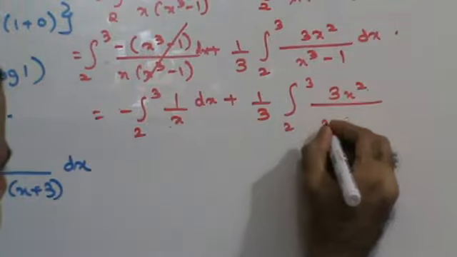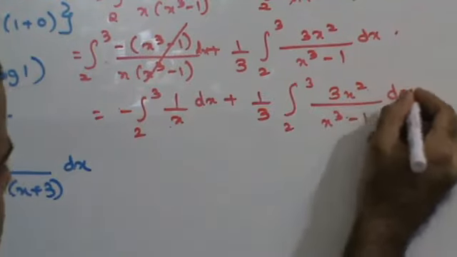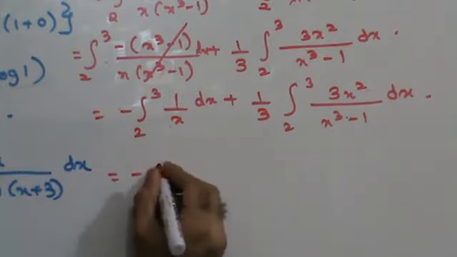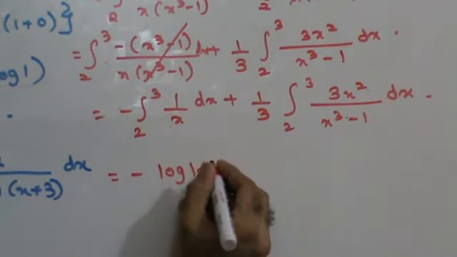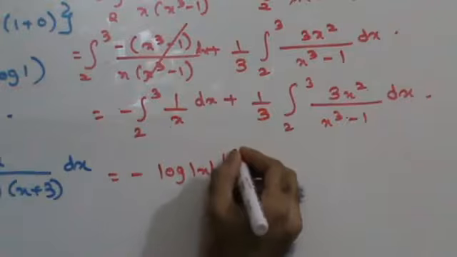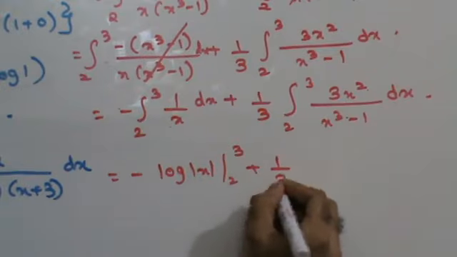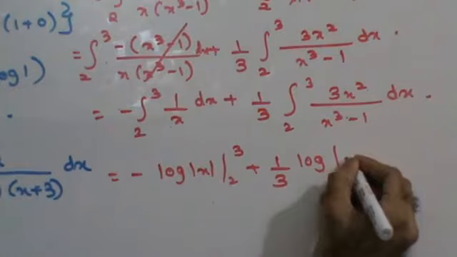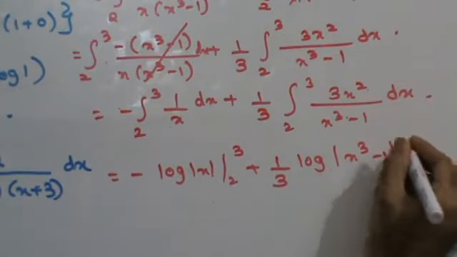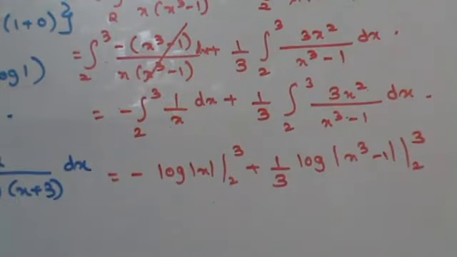I'll do this in the next step, guys. X cube minus 1 dx. I'll do both of them together. Minus log mod x when the limits are between 2 to 3 plus 1 by 3 log mod x cube minus 1 when the limits are between 2 to 3. Upper limit minus lower limit.